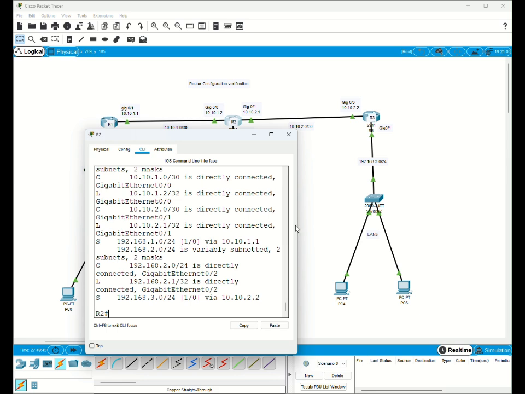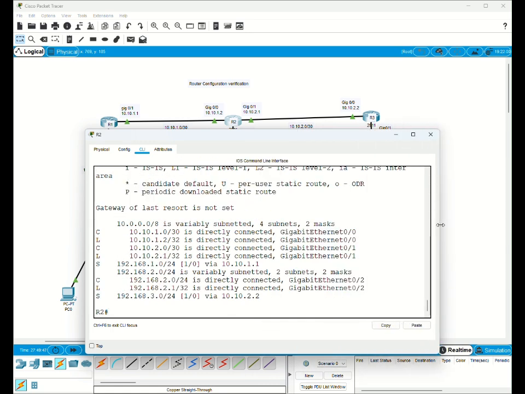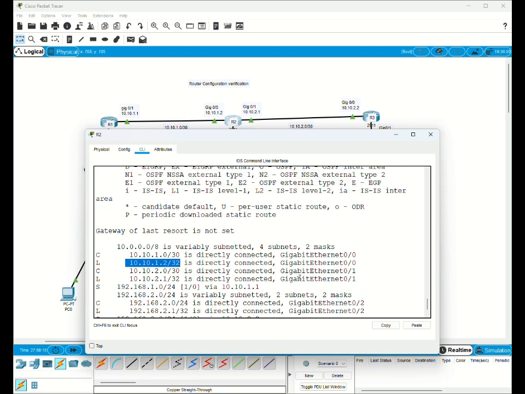So yeah, I think so. S here means it's a static route, C means connected, L will mean local. So it's local to this router. So you can see this is this interface on this router. These are the IP addresses we gave. Okay.